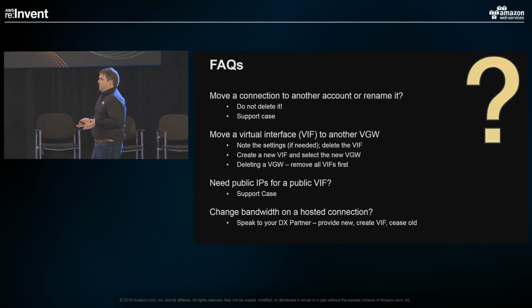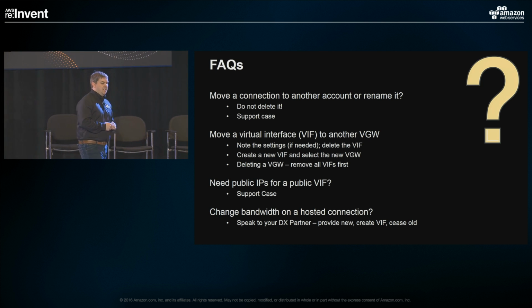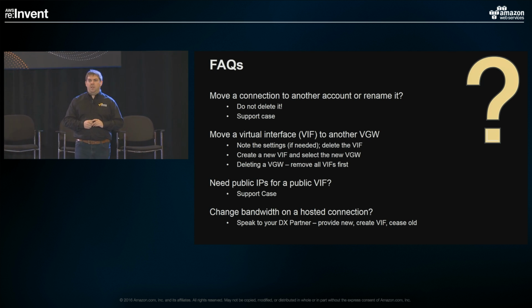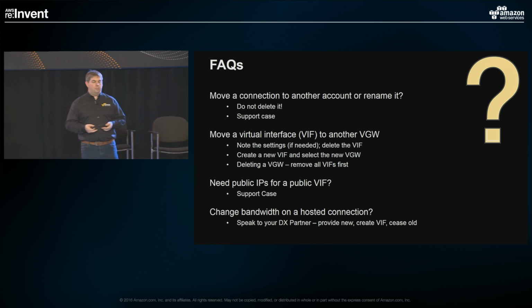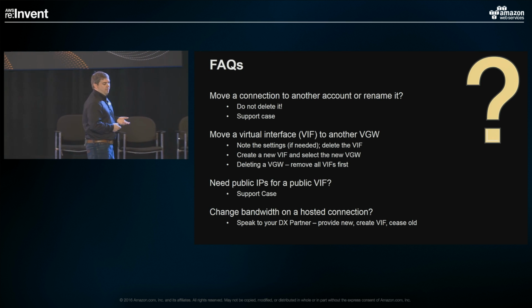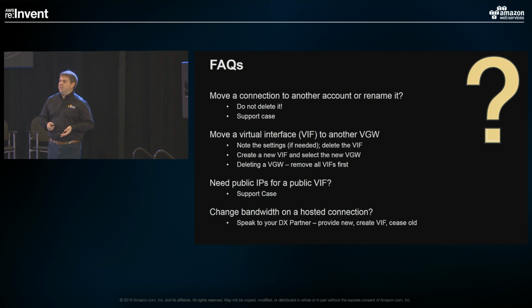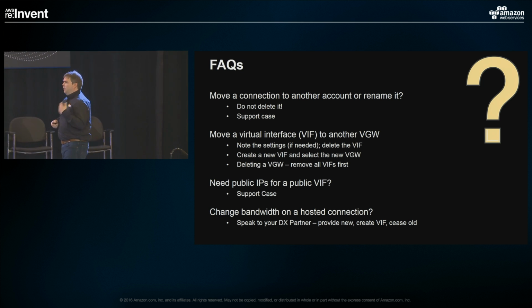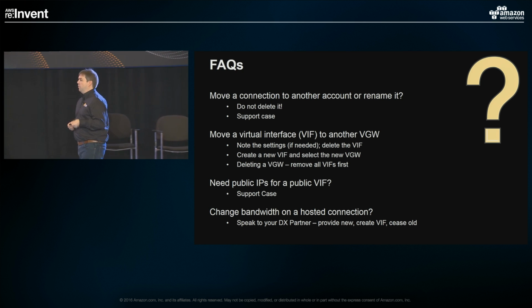You've created a virtual interface. It's attached to a virtual private gateway. That's how we connect into our VPC. What if we actually want to move it to another virtual private gateway? Well, in this case, what you need to do is actually note down the settings that you use, so the BGP options, the VLAN, etc. You can then delete and recreate that virtual interface using the same settings. If you need to delete a virtual private gateway, you will need to remove all of the virtual interfaces first.